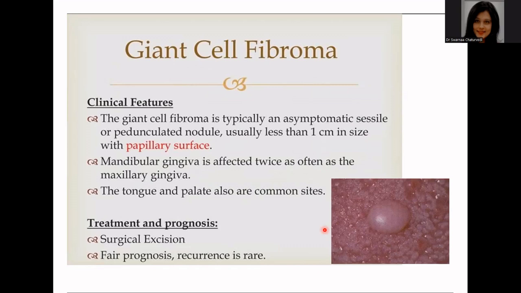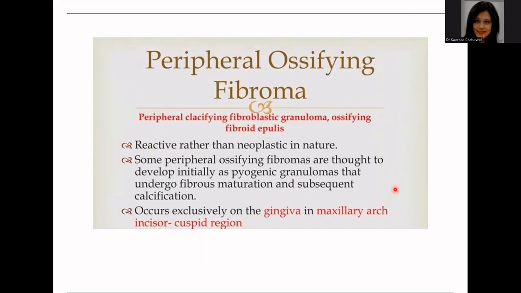Next, a benign connective tissue lesion is giant cell fibroma. Here, it is an asymptomatic sessile or pedunculated nodule, usually less than 1 centimeter in size with a papillary surface. You can appreciate it in the picture. The most common region involved is the mandibular gingiva, twice as much as the maxillary gingiva. Other common sites are the tongue and palate. The treatment is again simple surgical excision, with fair prognosis and rare recurrence.